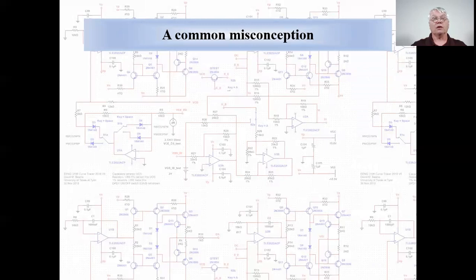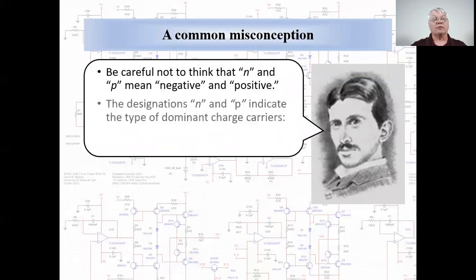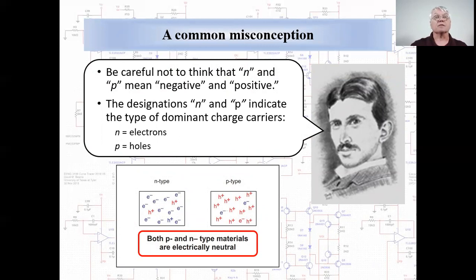Now, Nicola can clear up for us a common misconception. N and P don't mean negative and positive. They indicate the dominant type of charge carriers. N, electrons, P, holes. But both P and N-type materials are electrically neutral. This makes sense. Electrically neutral silicon and electrically neutral dopants will produce electrically neutral doped silicon. Many people think that P means positively charged and N means negatively charged. It's a little misleading. They don't.